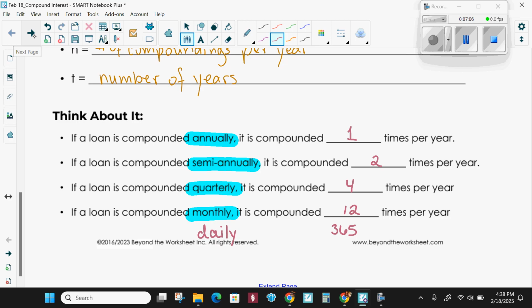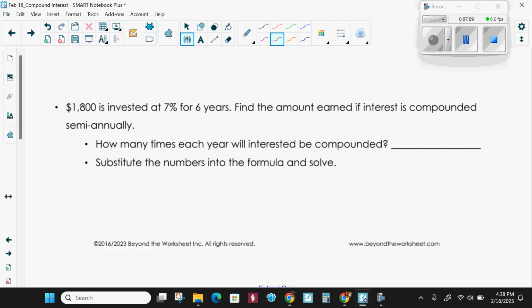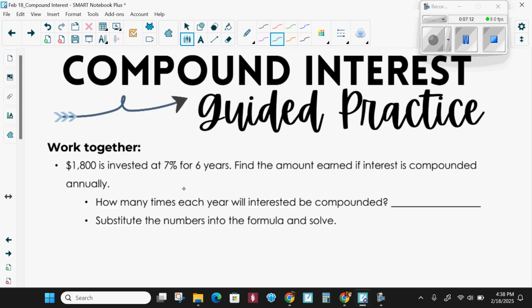Okay, so let's look at a problem, and let's see how we're doing with the compounding. Okay, so in this case, we have our $1,800 invested at 7% for 6 years. So the 1,800 stands for our principal amount, that's the P. It's invested at a rate of 7%, so our R in decimal form would be 0.07, and then 6 is our time. So we have the principal, the rate, and the time. We just need the number of compounds. So when we're compounding, we look at what it's asking us to do, and it says annually. So annually stands for one time per year.